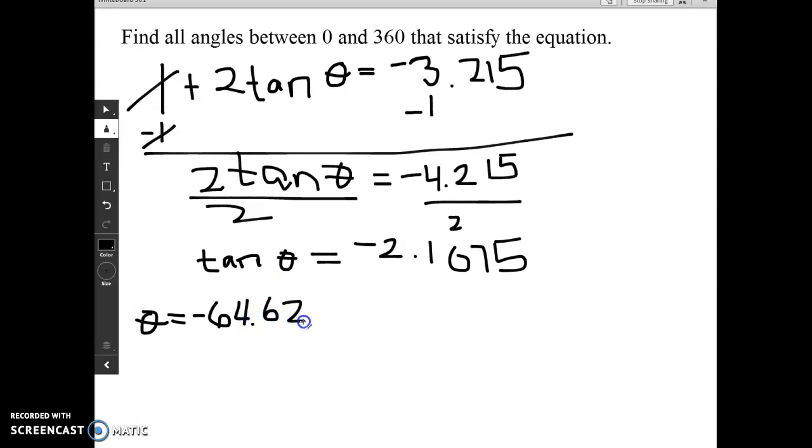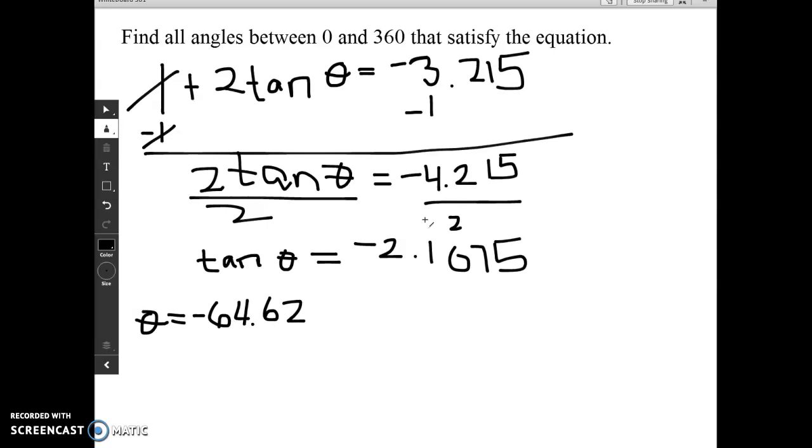Okay, so first, I hope you notice that it is not in the type of answers we want. So this is not one of our answers. Negative 64.62 is not an answer for us because it's not between 0 and 360. So we need to find out where that angle is between 0 and 360. So how do we do that?